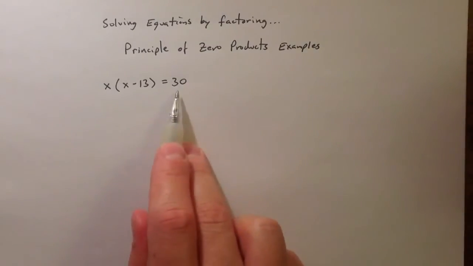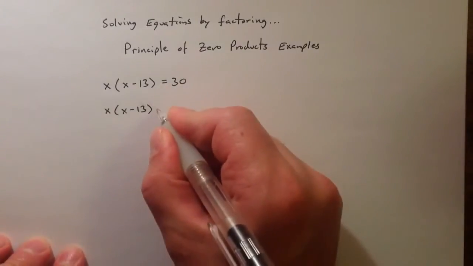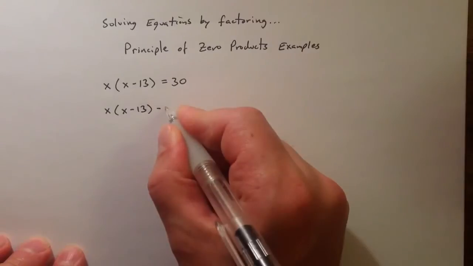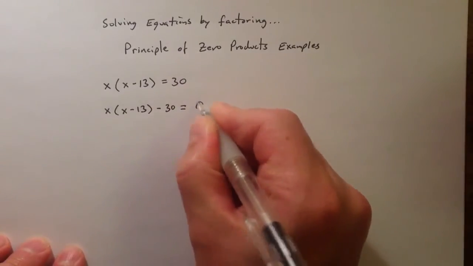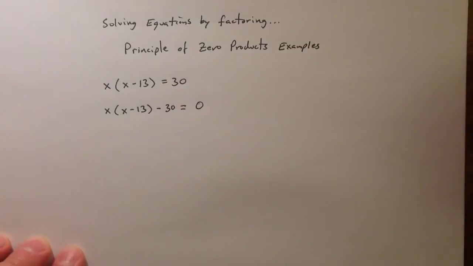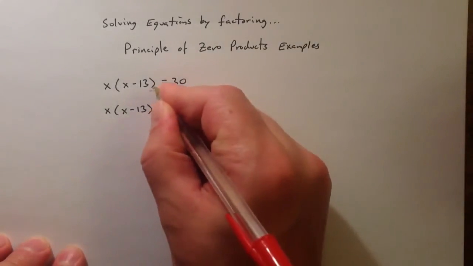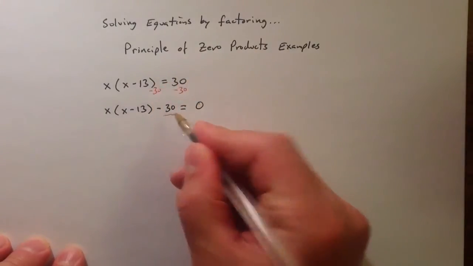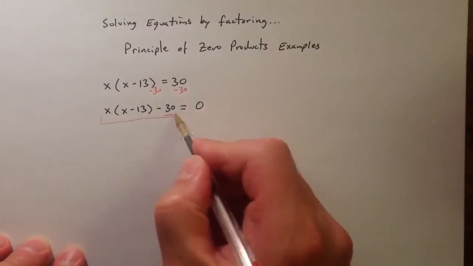There's a problem though. 30 is not equal to 0, so I need to do a little bit of work first. A good first step, in order to solve an equation by factoring, is to move everything to one side so that 0 is on the other side. So if I subtract 30 from both sides of the equation, I get a negative 30 on the other side there. And now what I'd like is this whole thing to be factored, right?